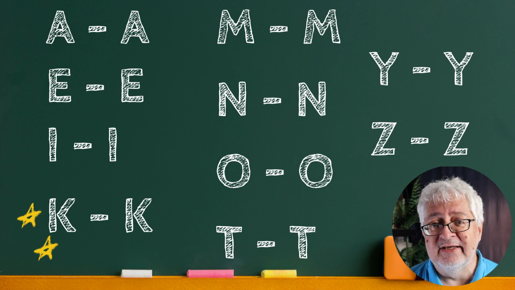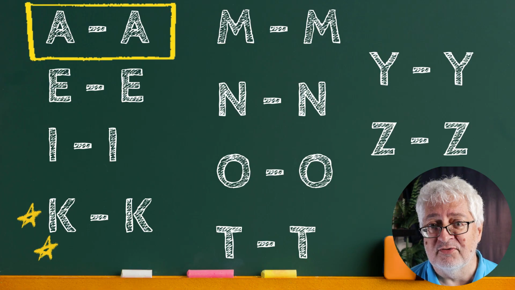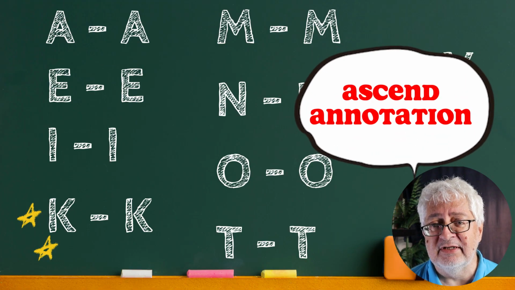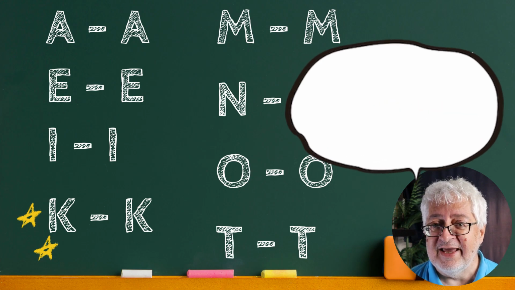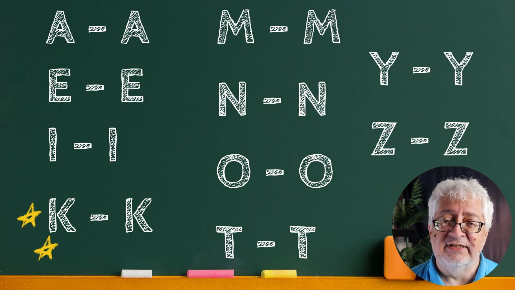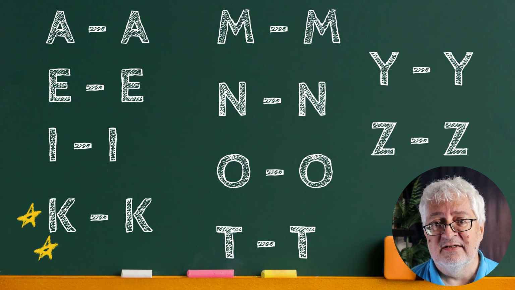So the first one is the A, which is in Greek always pronounced A, like ascending, for example, in English, or annotation. So this A is an A. English is very inconsistent, right? Sometimes it's an A, sometimes it's an A. In Greek, it's always an A. So it's an annotation, ascend, and whatever other words begin with an A in English.